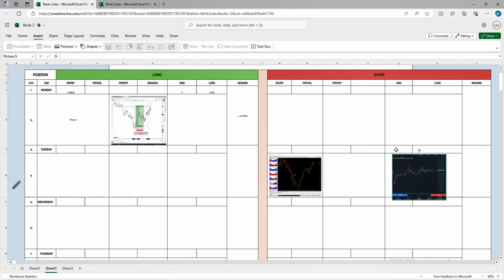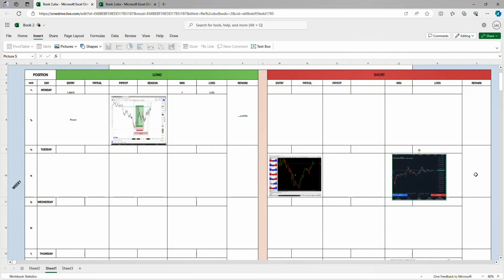If you won, you are going to write yes here. If you took a loss, you are going to write yes here or no here. And then at the end of the day, that Tuesday, you are going to write your daily remarks here. Why did you take that trade? Was it a break and a retest? Did the trade actually hit your TP? Did it hit your stop loss before it moved in your direction?